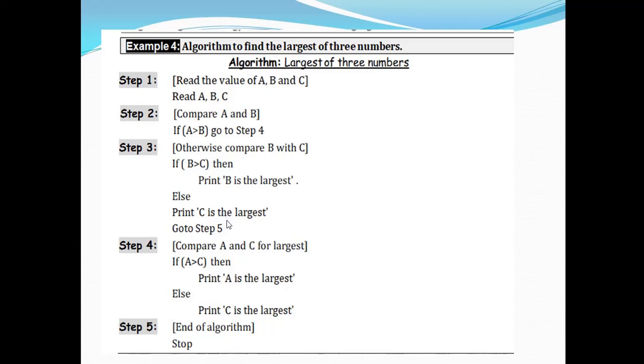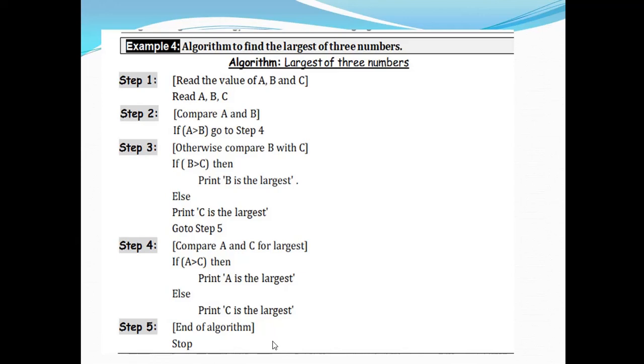So in this way, we can find the largest of 3 numbers, the largest number among the 3 numbers. And finally, this is step 5. Here we are ending the algorithm. Stop, the end of the algorithm.